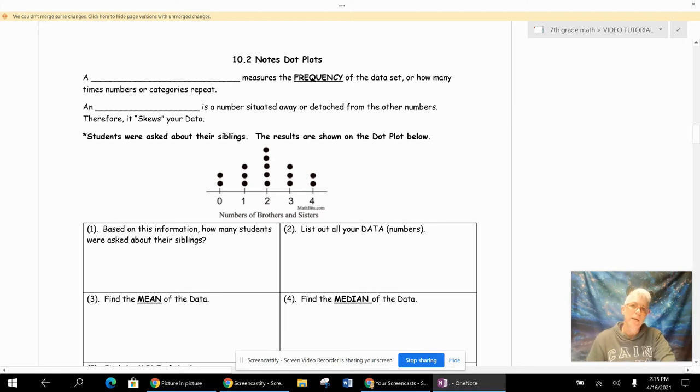Hey guys, today we're going to continue our look at graphs and we're going to look specifically at dot plots. Dot plots are a way to show frequency of data.